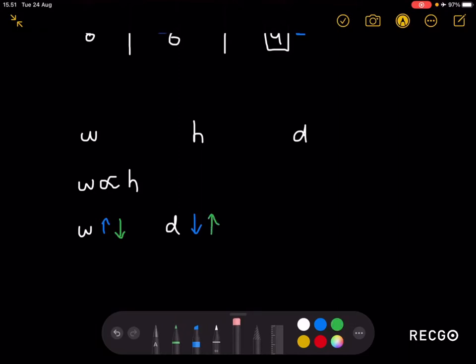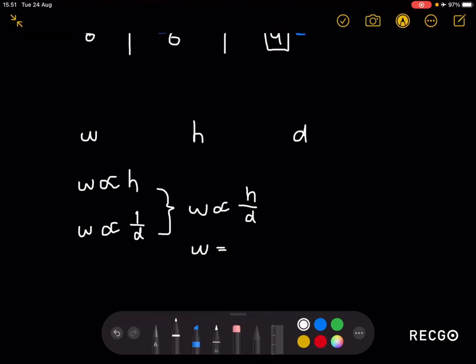So we can see that this is an example of inverse proportion, and we can rewrite that W is directly proportional to 1 over D, or in other words, W is inversely proportional to D. We can combine these two relationships to get that W is proportional to the expression h over d. Or in other words, rewriting this as an equation, we see that W must be equal to k times h over d, where k is our constant.